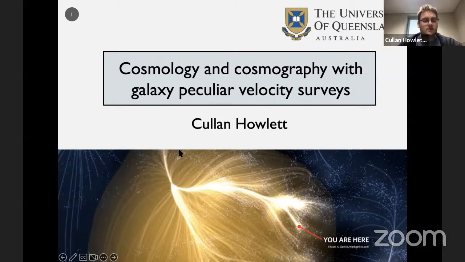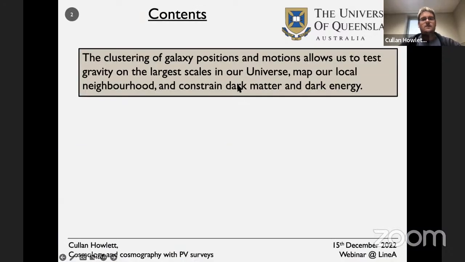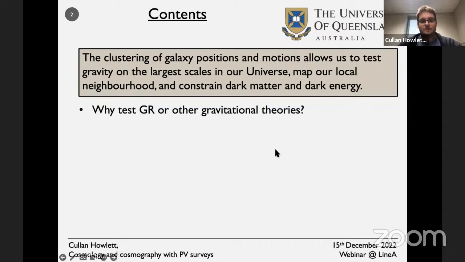And today I'm going to be talking to you about measuring cosmology and cosmography with galaxy peculiar velocity surveys. And so the outline of this talk will be basically trying to convince you that the clustering of galaxy positions and motions will allow us, or does allow us, to test gravity on the largest scales in our universe, to map our local neighborhoods, and to constrain the properties of dark matter and dark energy.